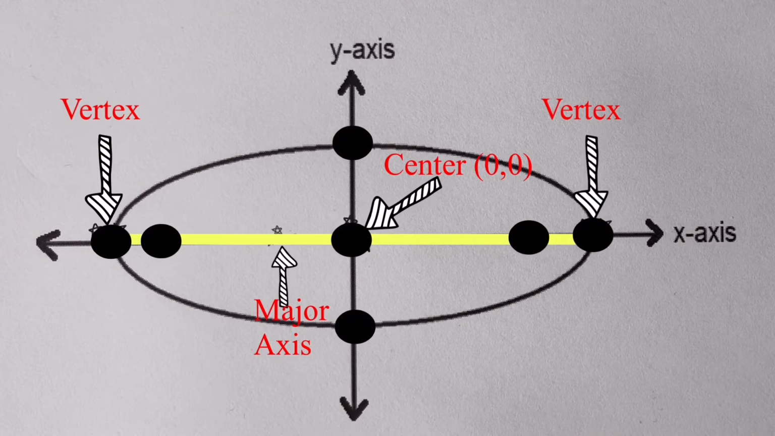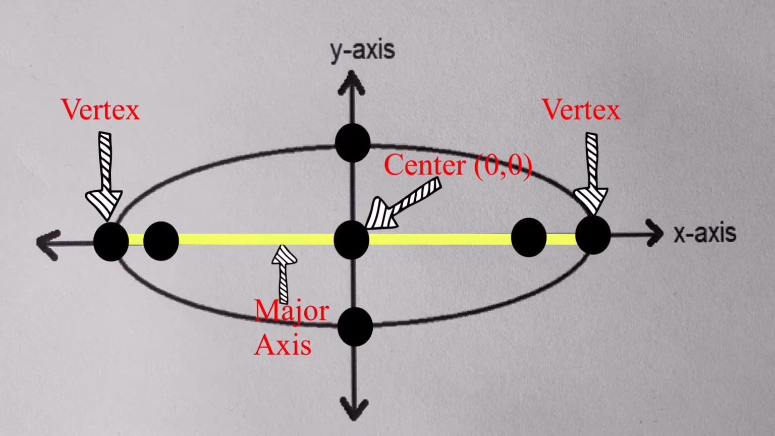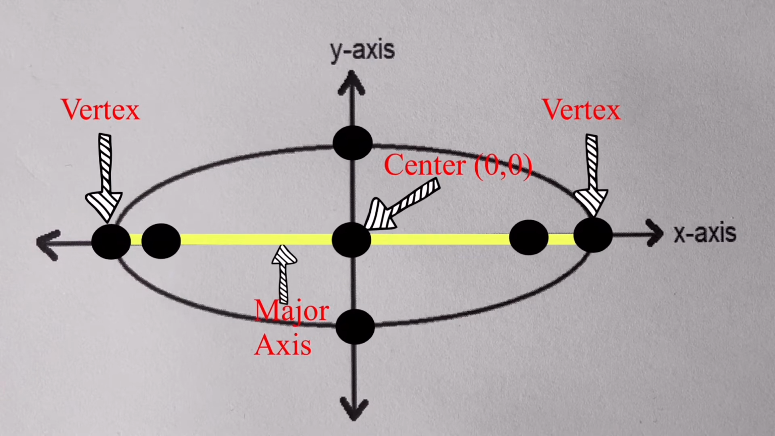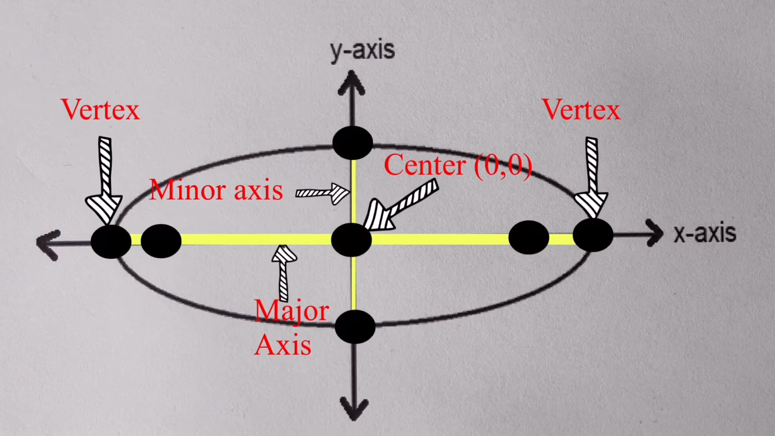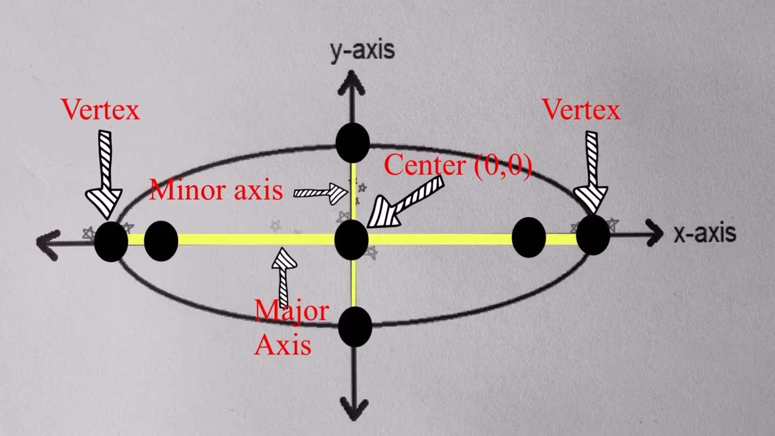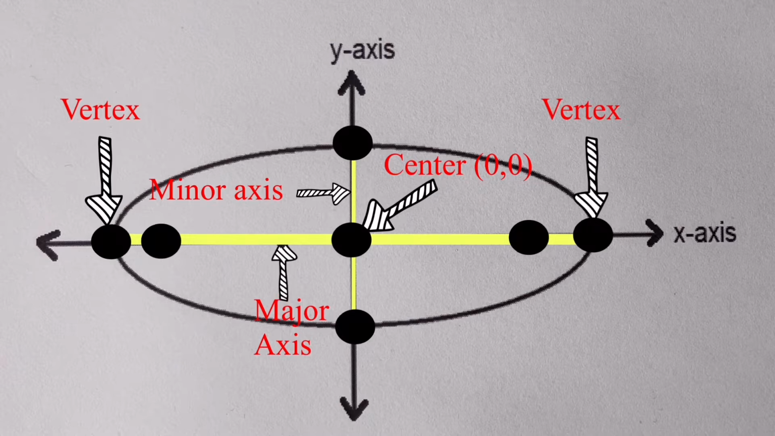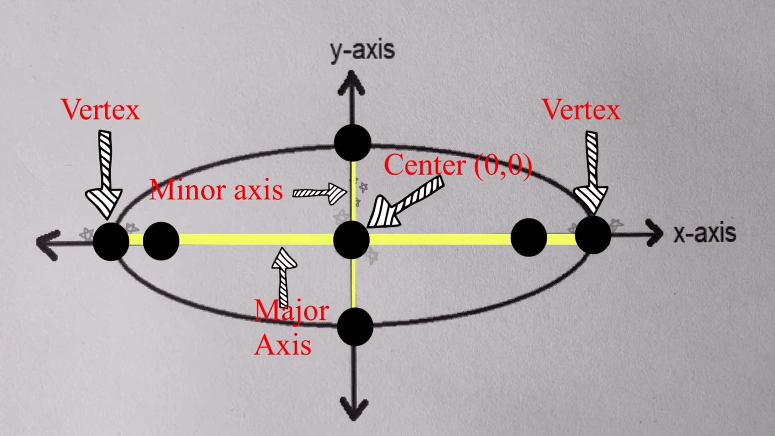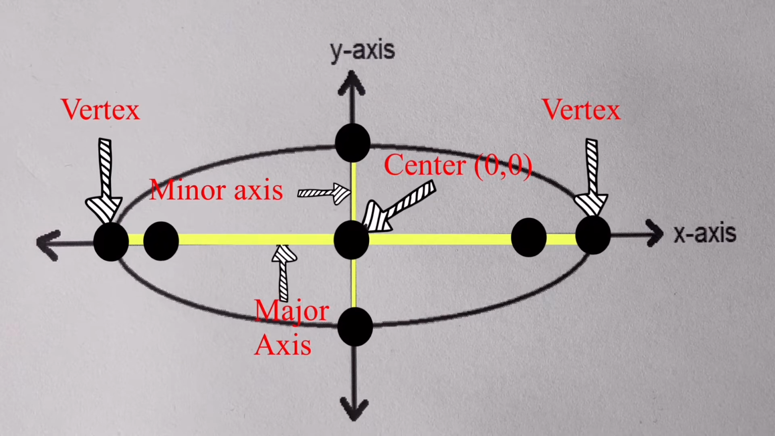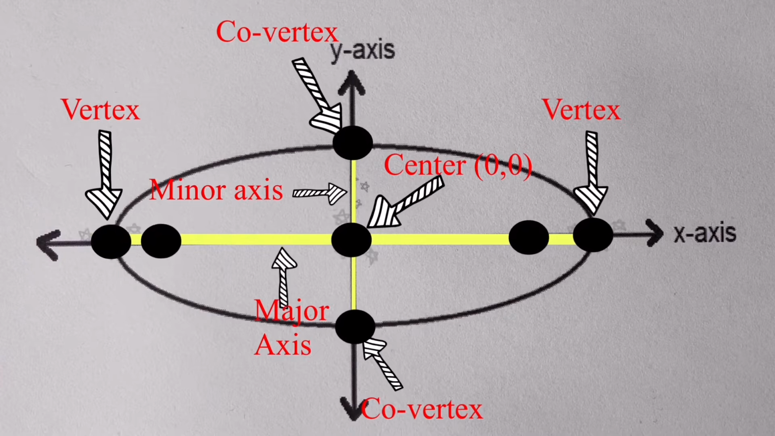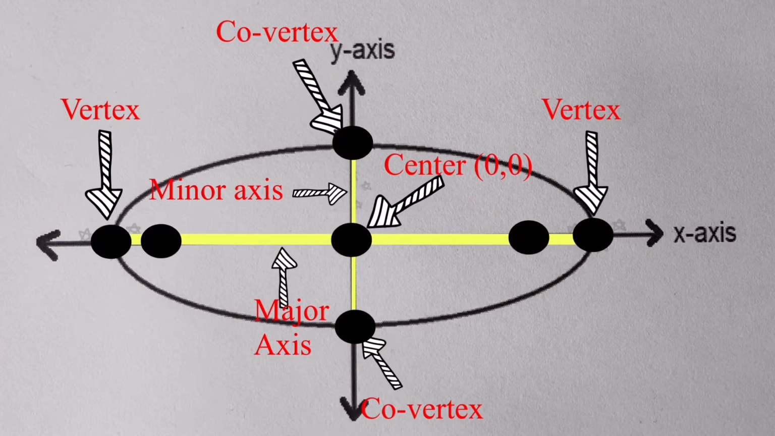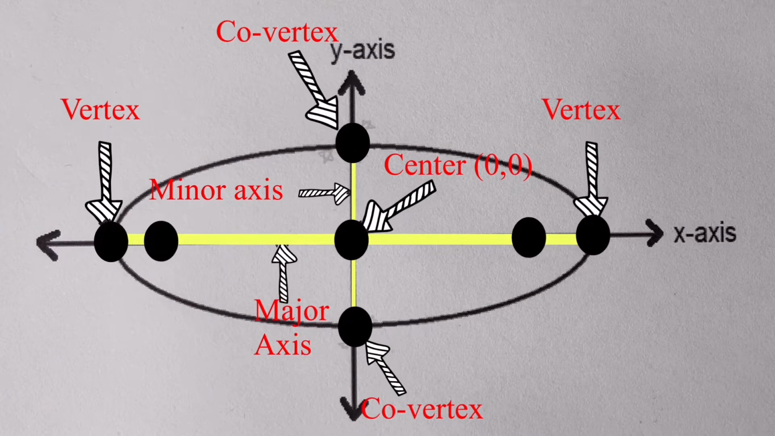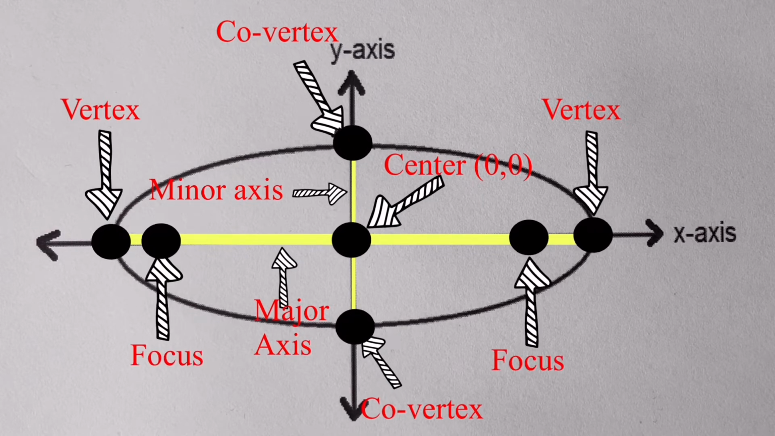The plural for that is vertices. So pretty much, a vertex is the end point of the major axis. Now we also have another diameter which we call the minor axis. This is the shorter diameter of an ellipse that connects the two co-vertices of an ellipse passing through the center. So this point right here is a co-vertex of an ellipse, and this point down here is also a co-vertex of an ellipse.